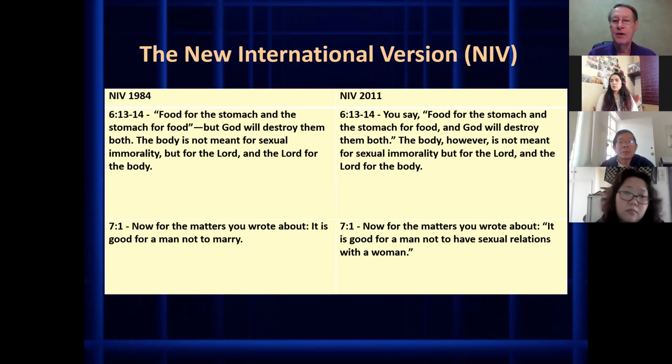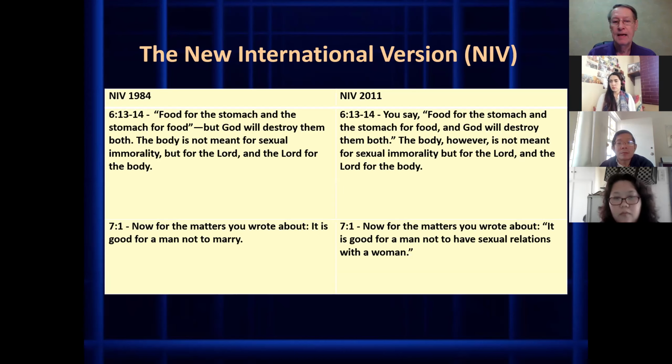It's a correction to the way the 1984 rendered it. In 1 Corinthians 7:1, now for the matters you wrote about, this is 1984 NIV, it is good for a man not to marry. Now, what does that sound like? It sounds like Paul is saying, you wrote about this, and this is what I'm saying. It is good for a man not to marry at all.